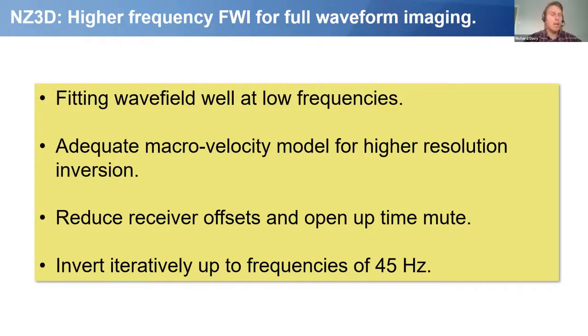And this is where we really want to get out those more precise reflection images as well. So what we actually do is we reduce the receiver offset back down to around 2 to 3 kilometers, and we open up the time mute. And then we iteratively invert up to around 45 hertz.